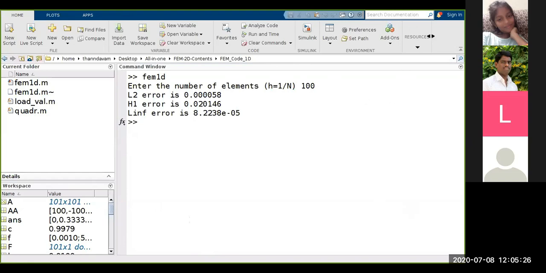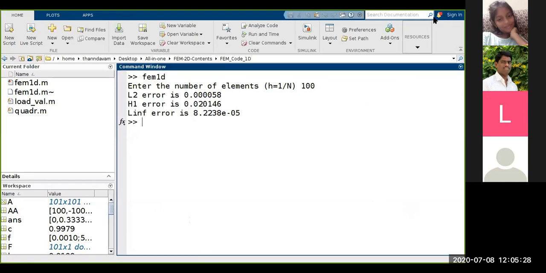To validate it more correctly, we take the L2 error and H1 error, these are the errors in L2 and H1 norms. I'm not going into that portion. We need some more mathematical tools to determine that.